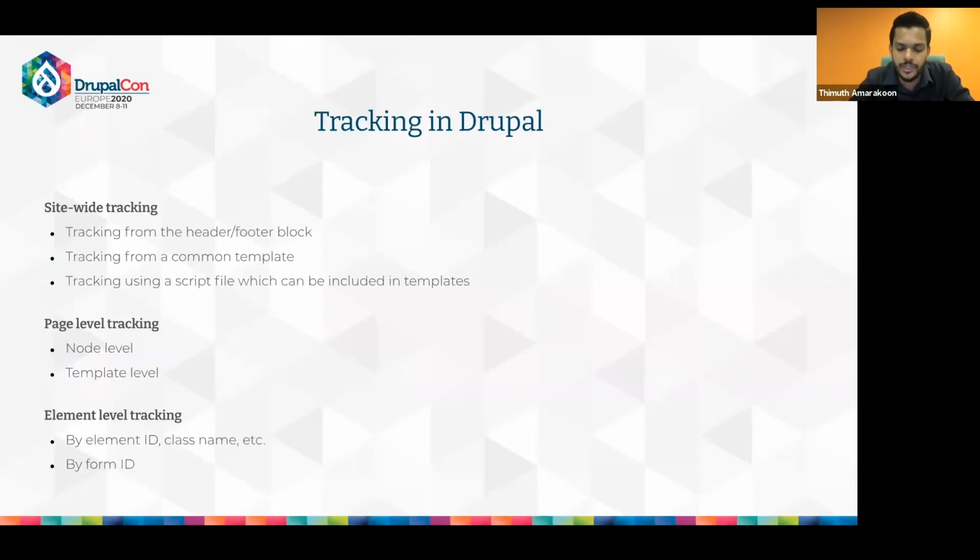So in Drupal, there are multiple ways of tracking these activities and leads. If you want to implement your tracking to cover your complete website, that's a site-wide tracking. In that case, you might need to implement your tracking to apply to all the pages. So you can use your header or footer blocks, or if you have a common template which applies to all these pages, you can use that to add this tracking.